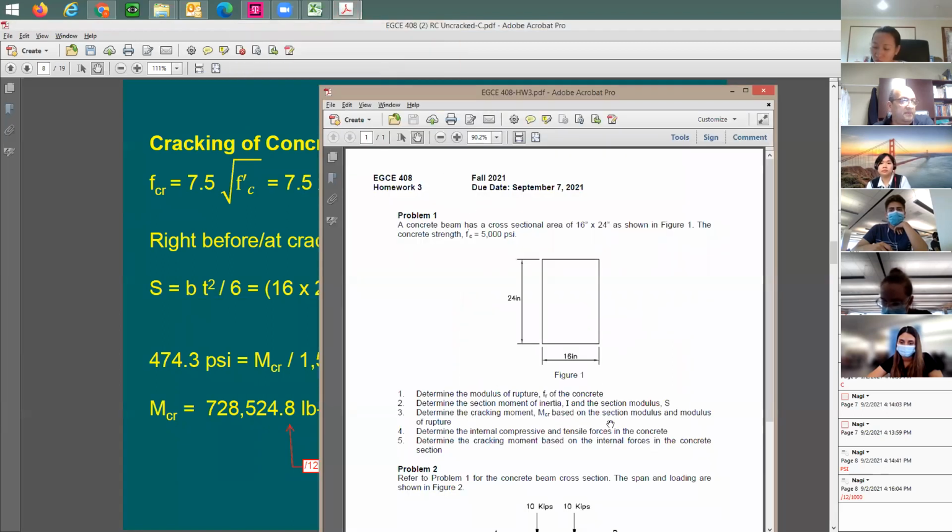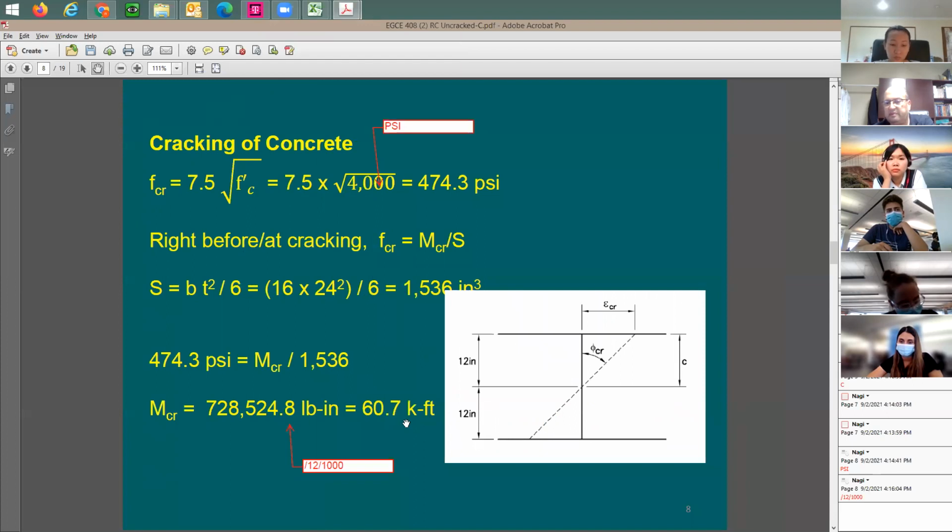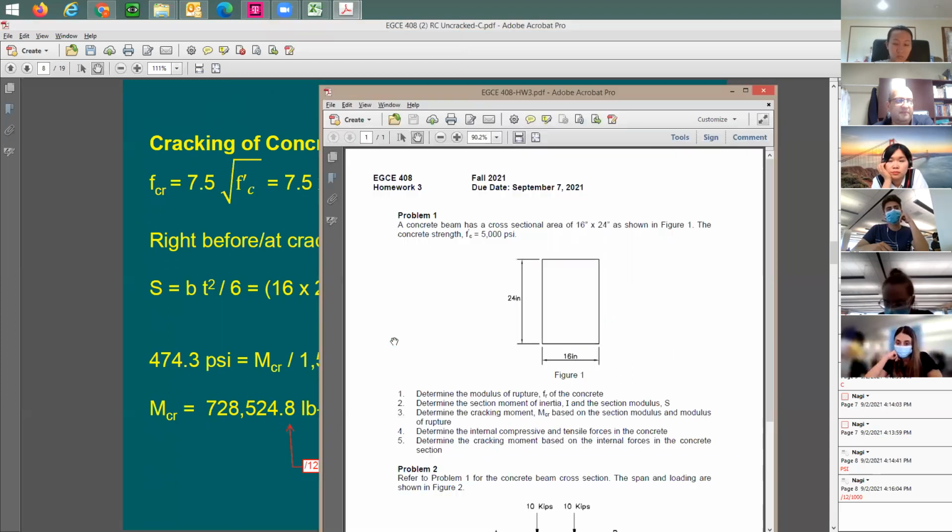And then it says here, determine the cracking moment, Mcr, based on the section modulus and the modulus of rupture. What's the modulus of rupture? This is going to be the 7.5. This item number 3 means that you're going to repeat exactly what we have done here in this example. Nothing new. It's going to be exact steps that we have done here. You need just to repeat it.